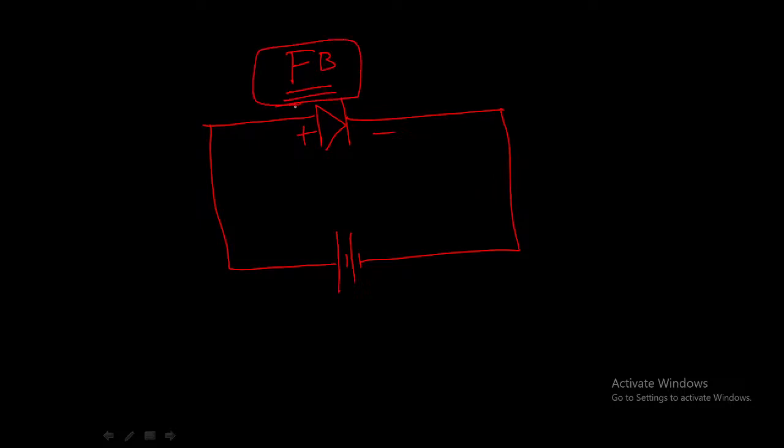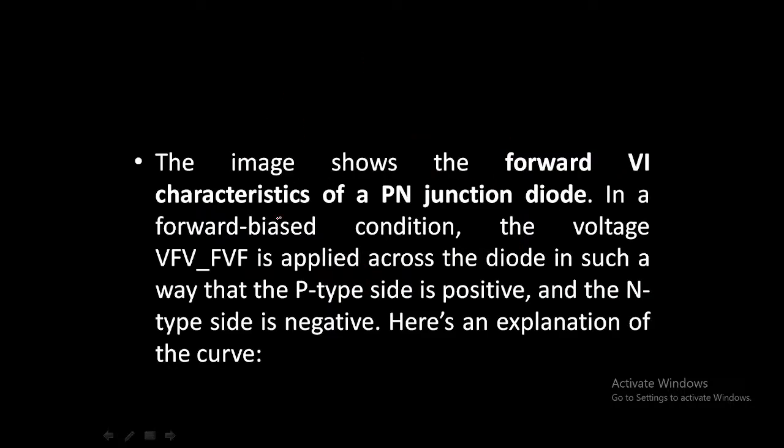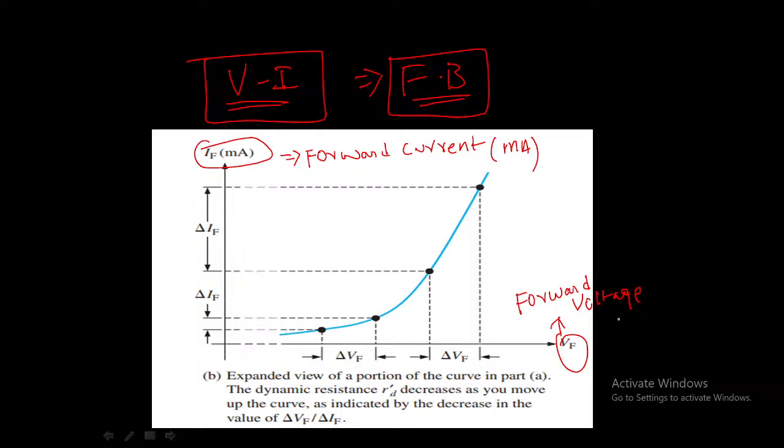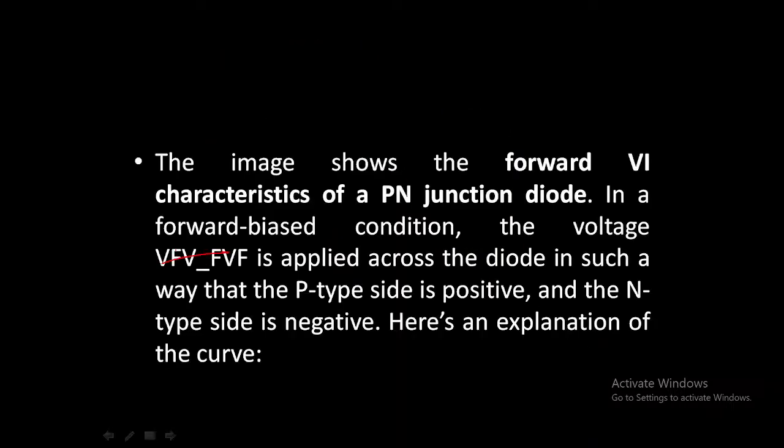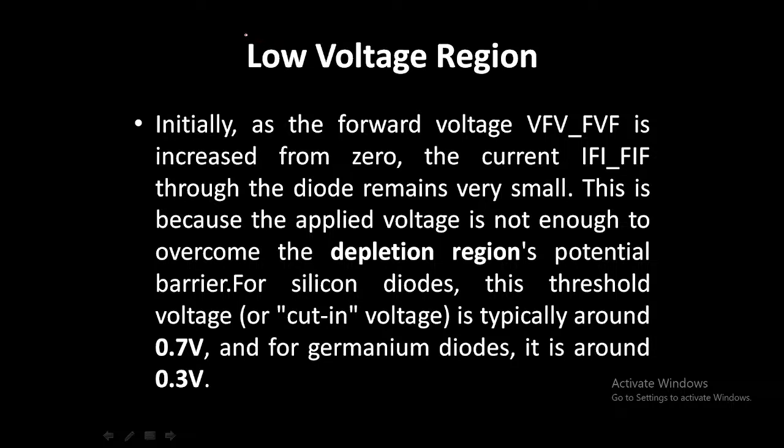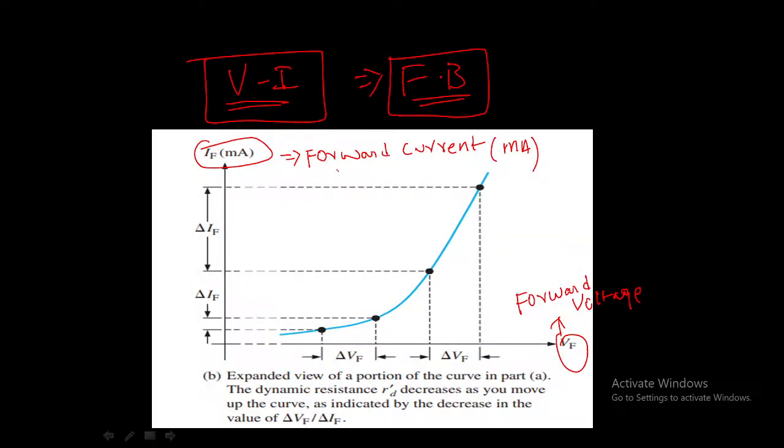The image shows the forward VI characteristics of a PN junction diode. In forward bias condition, the voltage VF is applied across the diode in such a way that the P type side is positive and the N type side is negative. That we have already seen. Now let's see what all the regions are in this particular graph.